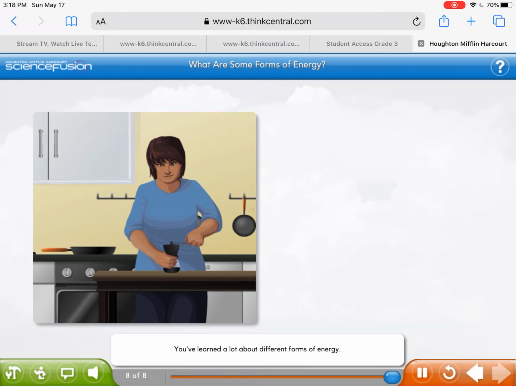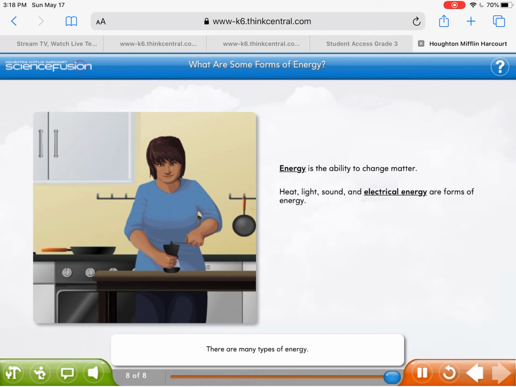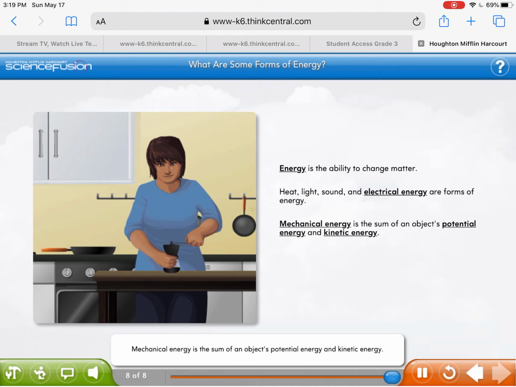You've learned a lot about different forms of energy. Before we finish, let's take a quick look at the main points you covered. Energy moves or changes something. Energy is the ability to change matter. There are many types of energy. Heat, light, sound, and electrical energy are forms of energy. Potential energy is stored energy. Objects in motion have kinetic energy. Mechanical energy is the sum of an object's potential energy and kinetic energy.